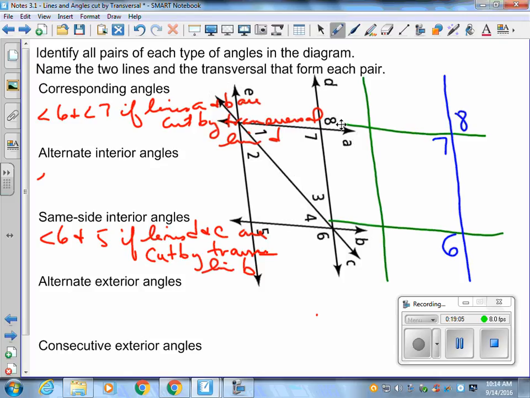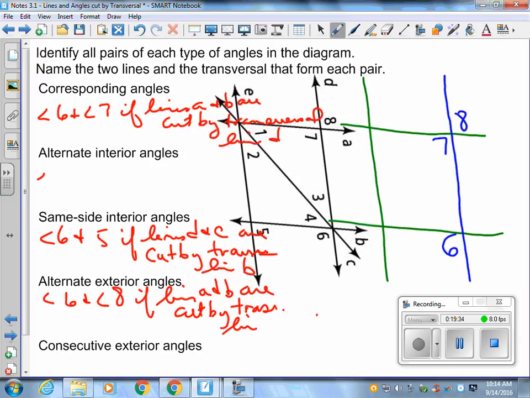So alternating exterior angles is angle 6 and angle 8, because they're on different sides of the blue line, but yet they're outside the two green lines. And so that if lines A and B are cut by the transversal, I'll just abbreviate that, line D.